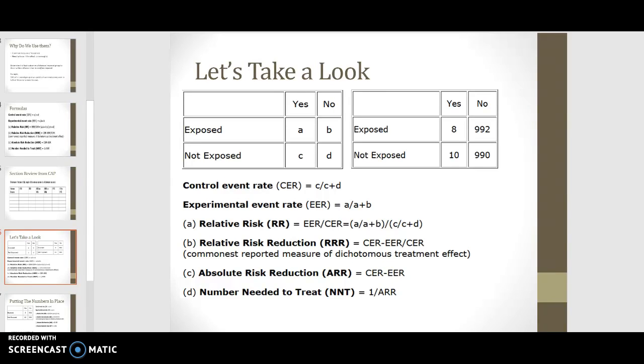Yes and no. We take the data and we put it into a very basic table, okay? And then we calculate the information for control event rate and experimental event rate. Once we have those two, that information helps us determine the effect measures, including the number needed to treat, because we have to have a number needed to treat. Again, I'm going to come back to the number needed to treat.